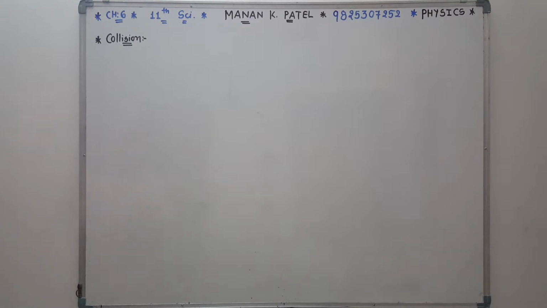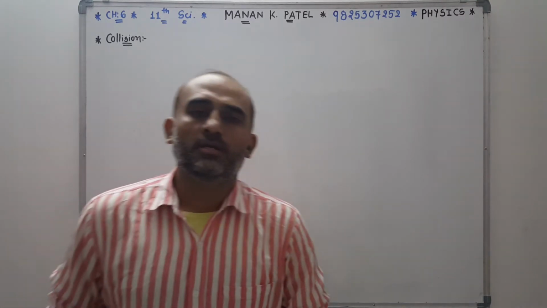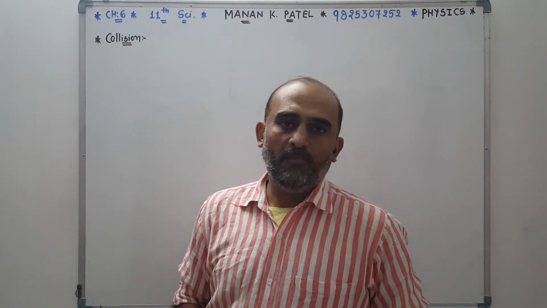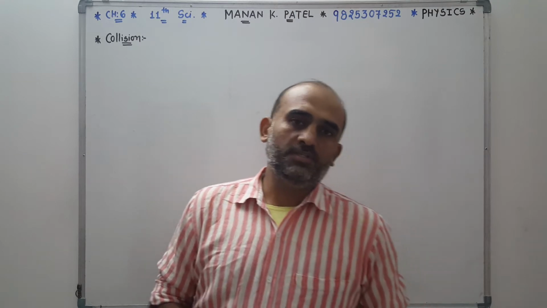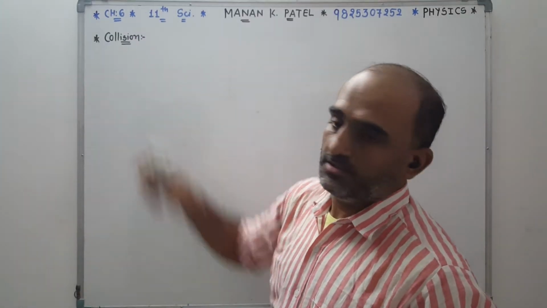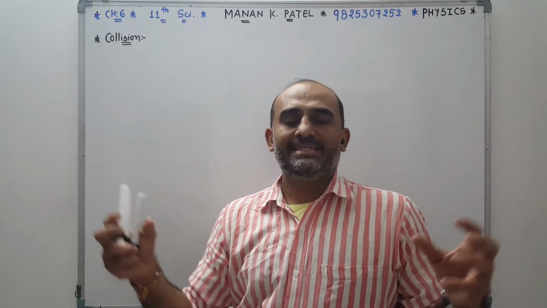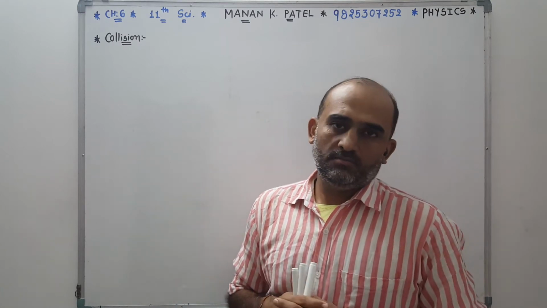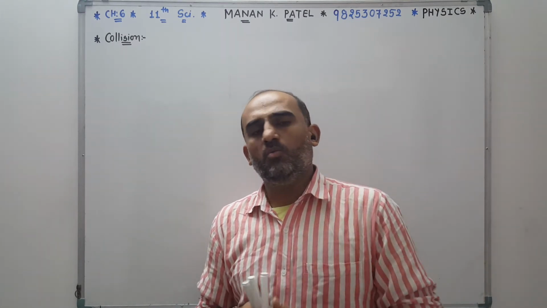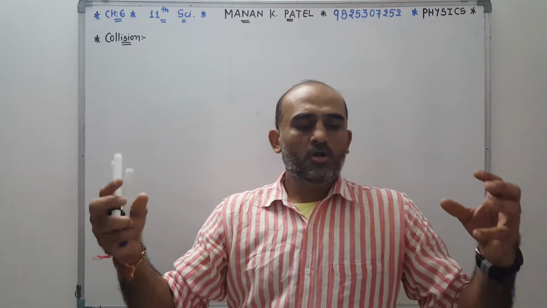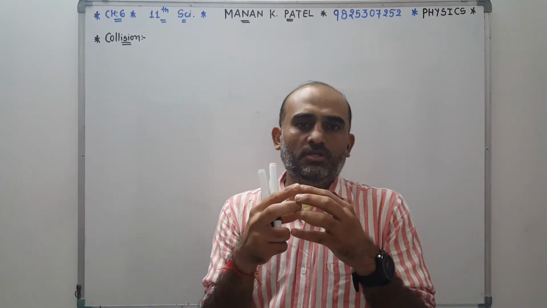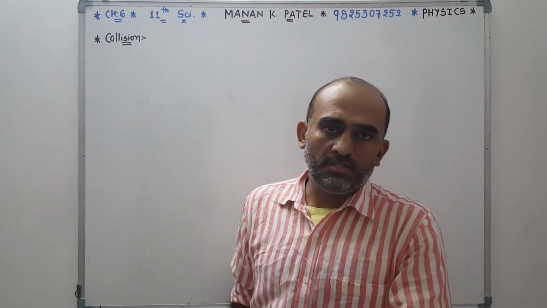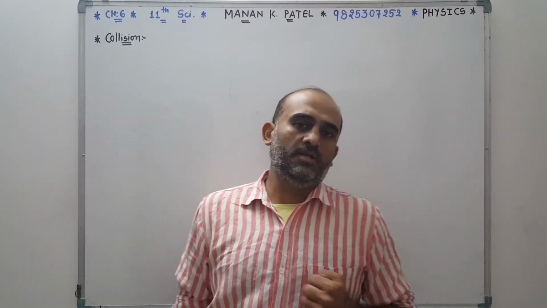Good morning, students. We will start a new topic in chapter number 6, work, energy and power. The last topic of this chapter is collision. If two objects are in motion in a straight line or at an angle, that means in 2 dimensions or 1 dimension. In 1 dimension, if two objects collide with each other, then after the collision the velocity can increase or decrease. Both possibilities are there.